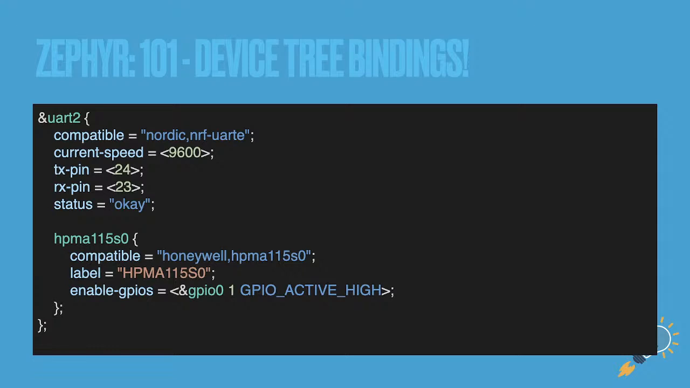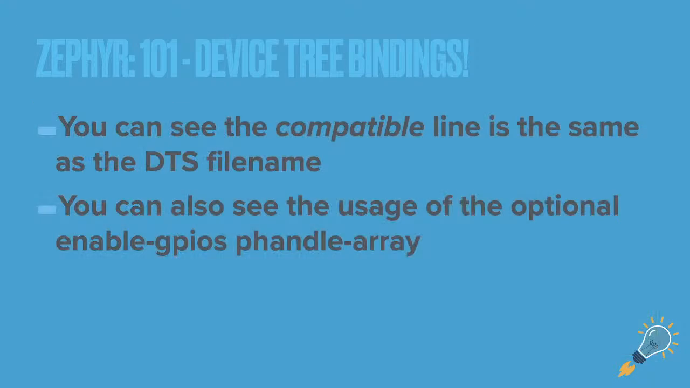So again, if you don't have that enabled GPIO, the code's not going to look for it, and that's all built into the code for the driver itself, so that's something that you control. If you don't write anything that has to do with the enabled GPIOs, then it's not going to use it. So again, you look at that compatible line, it's the same name as the DTS, and then you can see the usage of that optional enabled-GPIOs.